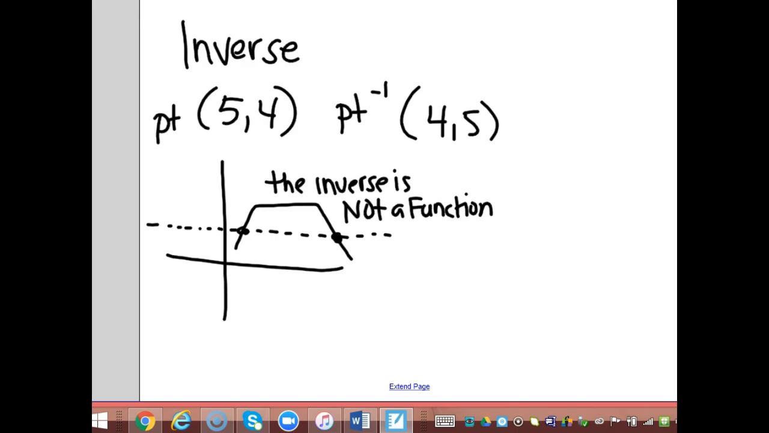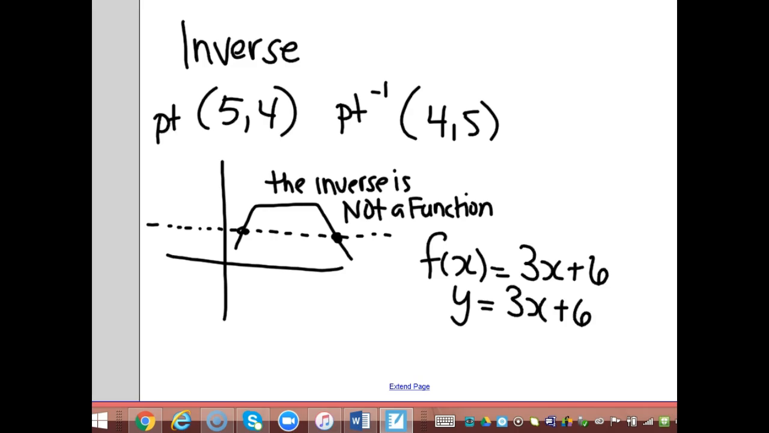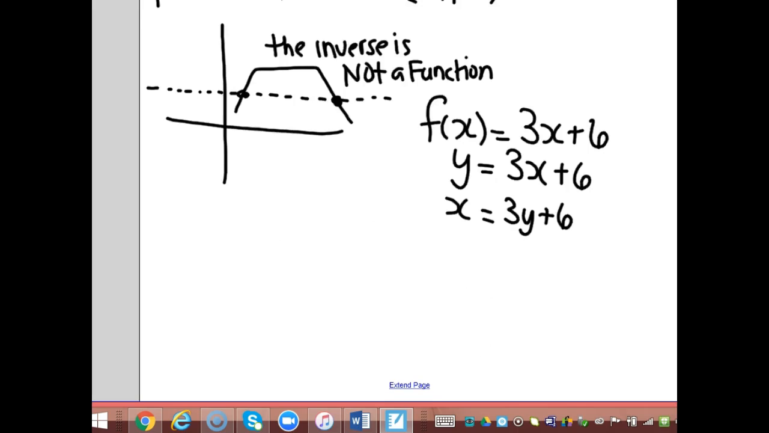And we also did inverses when we had equations, right? So if we had an equation, f of x is equal to 3x plus 6, f of x always represents y, right? So if this was written as y equals 3x plus 6, if I wanted the inverse of this equation, I would switch my x and y and then solve to get y by itself. So I would write it as x is equal to 3y plus 6, and then I would solve it.